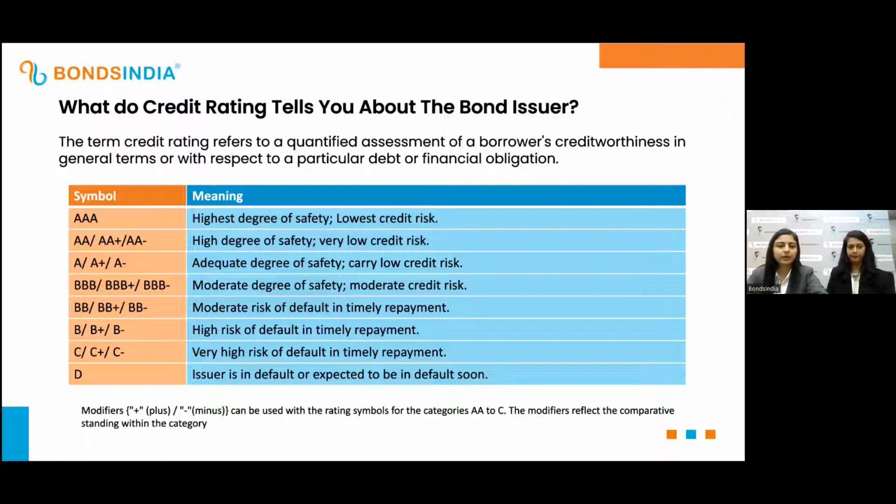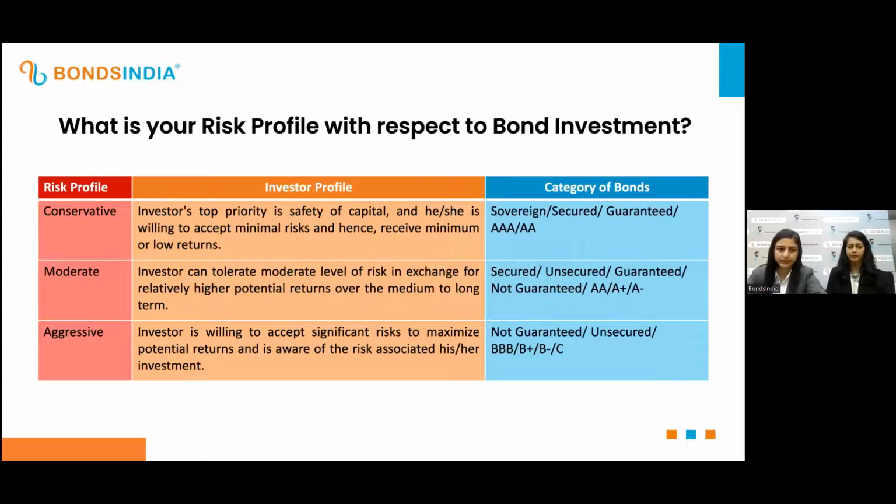It's very important to create your own risk profile. First, you need to ask yourself why you need to invest in bonds. The next question that will come to your mind is what amount of risk you are willing to take. Based on your risk appetite and your goals, you will choose a particular bond that will suit your needs. Based on the investor's ability to take risks, we have noted three main criteria: conservative, moderate, and aggressive. An investor who wants safe returns is a conservative investor who will go for minimum risk. They can invest in sovereign gold bonds, government securities, AAA rated bonds, and secured bonds.